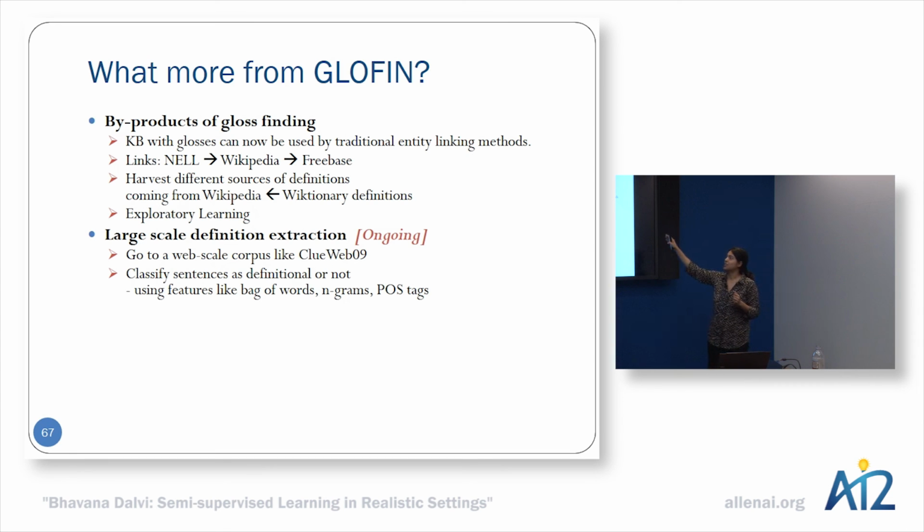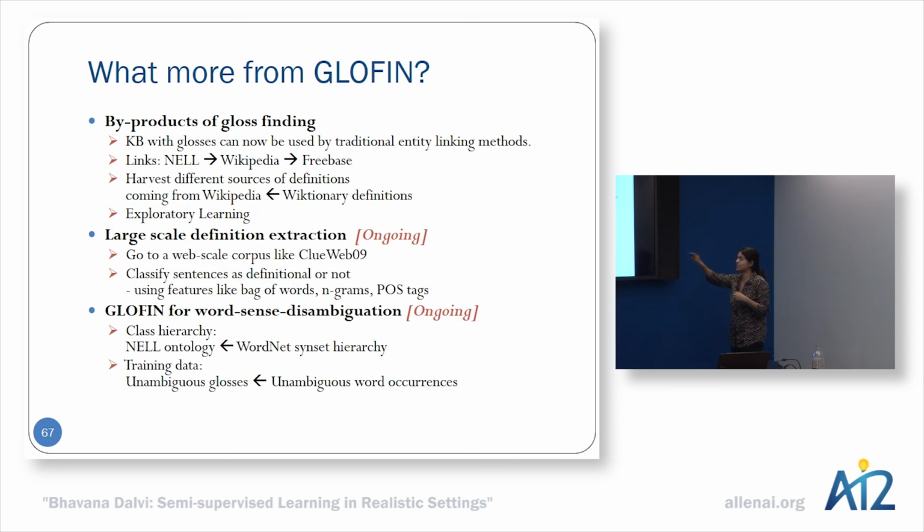I like this work because it gave rise to 2 other projects in my group, and I'm actively involved in these. The first one is large-scale definition extraction. Instead of limiting ourselves to Wikipedia, we are going to the entire parse of ClueWeb, which is a big corpus of 500 million pages. We are classifying the sentences as definitional or not. For this, we can get large training data, and this is a supervised classification. Once we do this, we can link NELL entities to many occurrences of entities in these sentences.